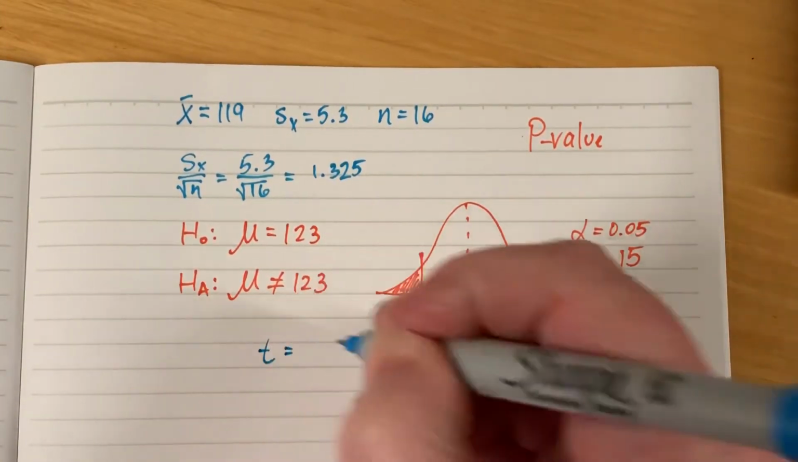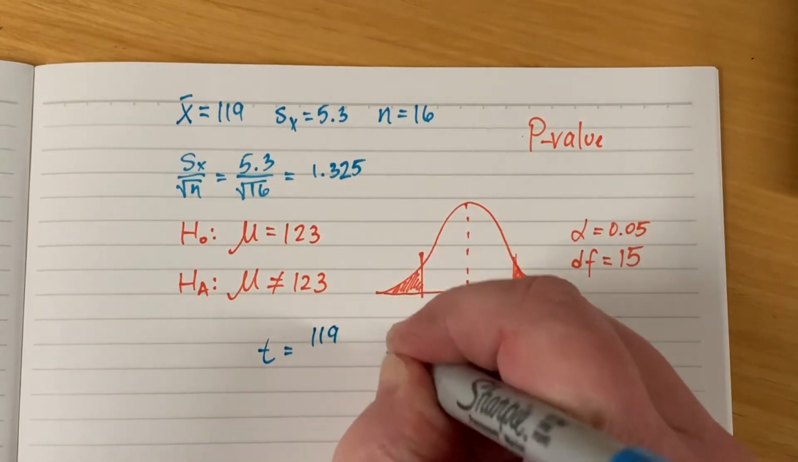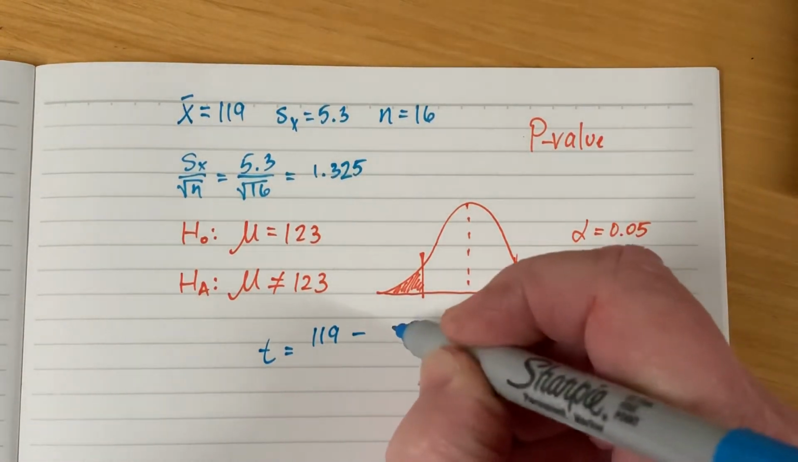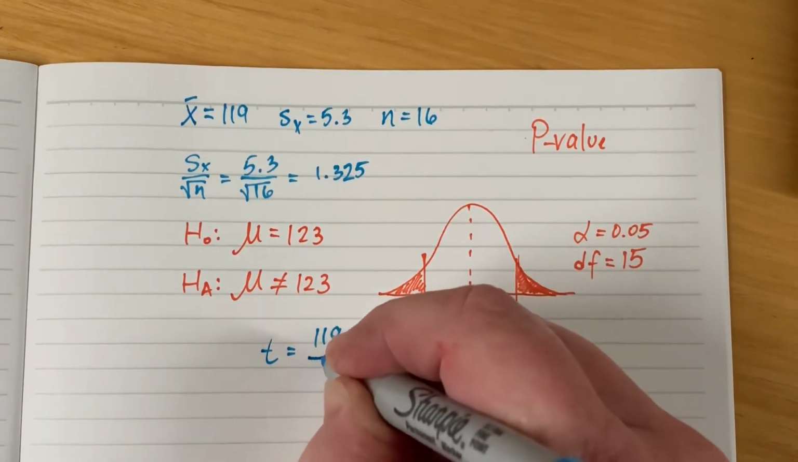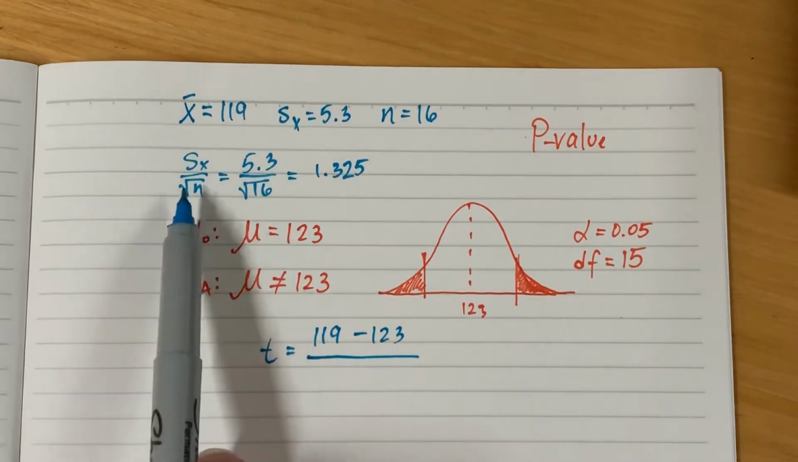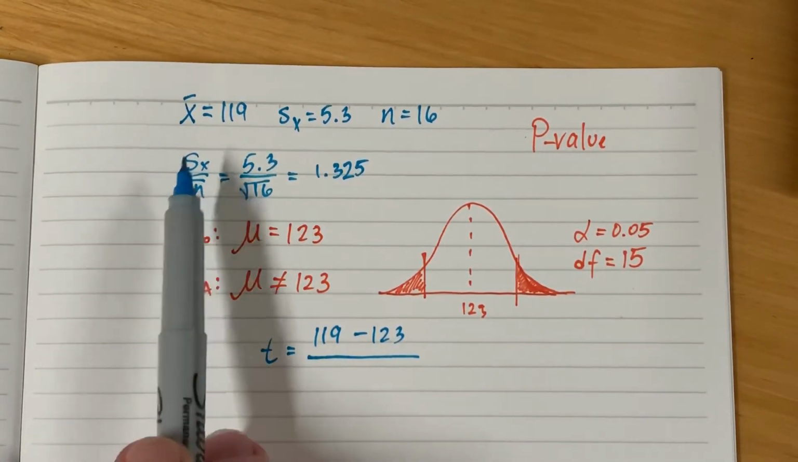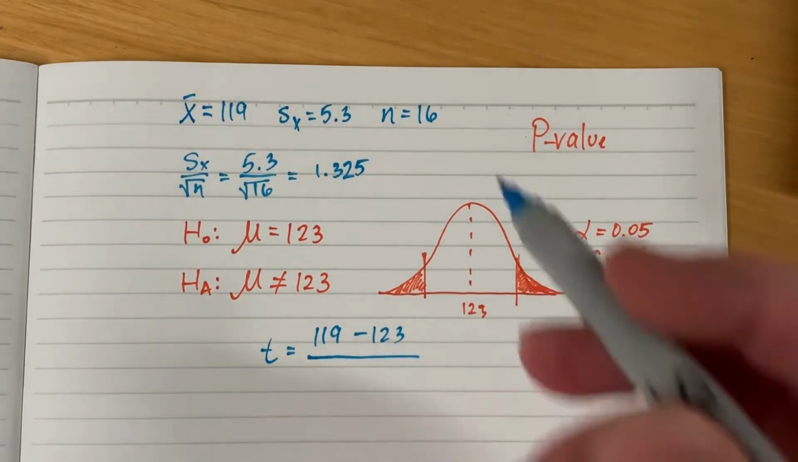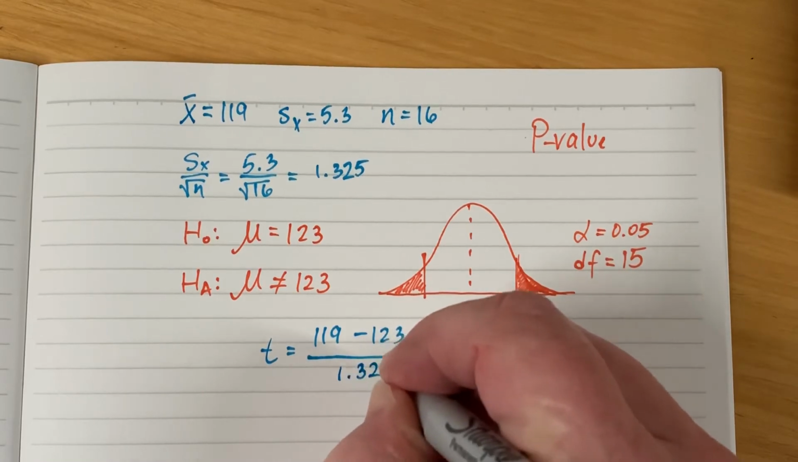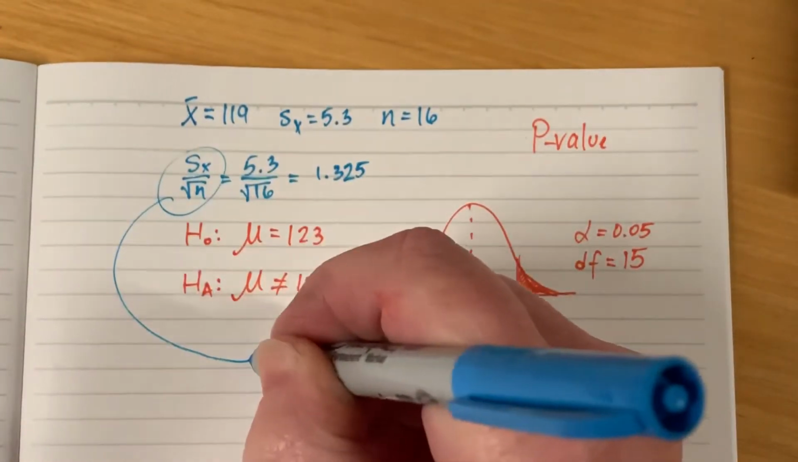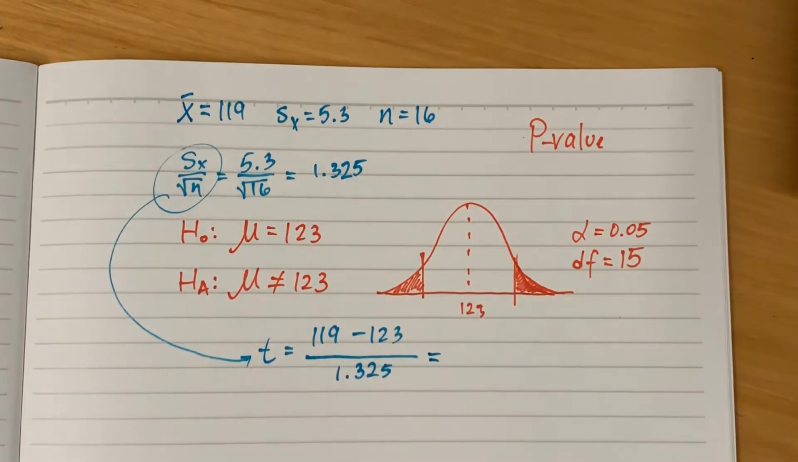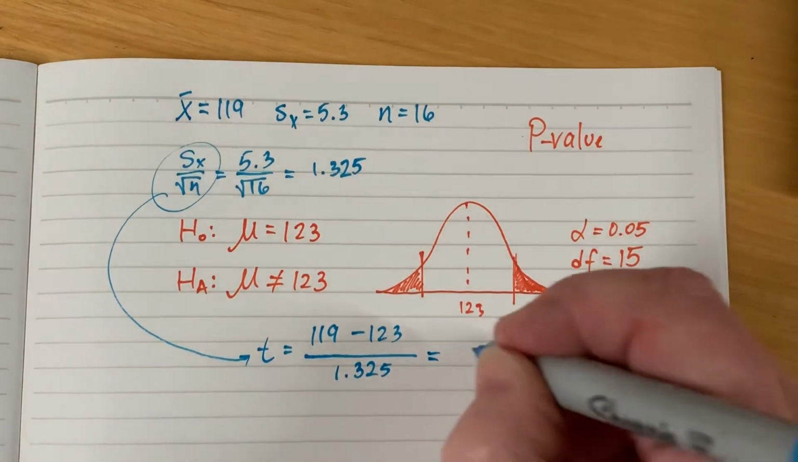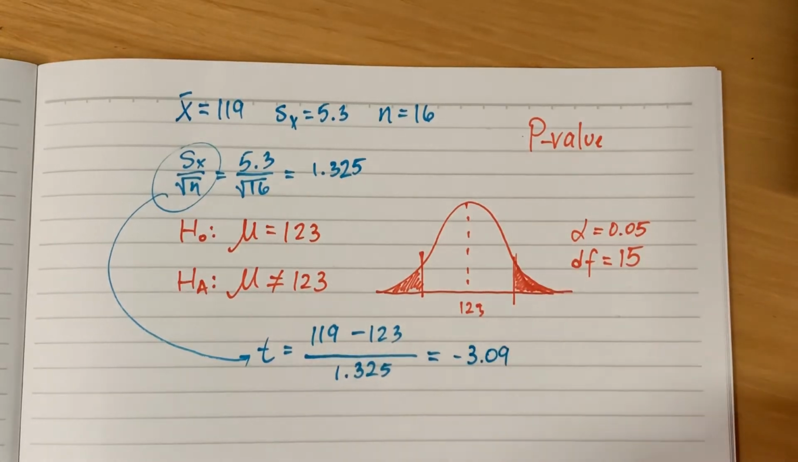And you remember that is going to be whatever the observed value, which is 119, minus the value that you expect to see, which is 123, and then divided by the standard deviation of the sampling distribution. And in this case, we're using the sample standard deviation. So I'm going to divide that by 1.325. Right? So essentially, I take this and I throw it in there already. I just calculated it ahead of time. Okay, so what is that going to be? That is going to be negative 3.09.